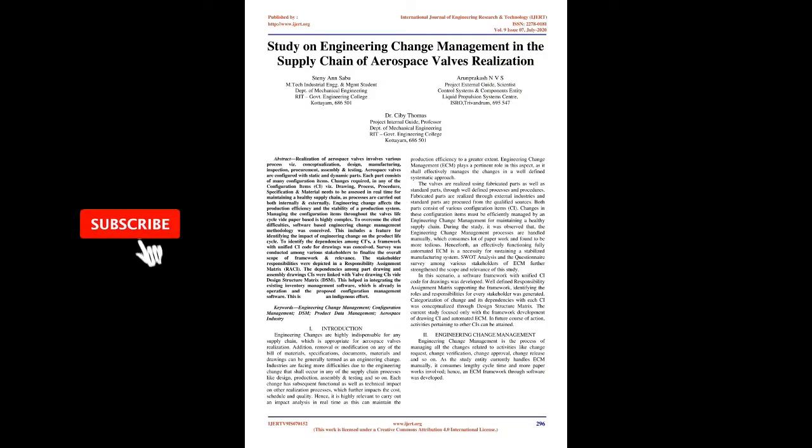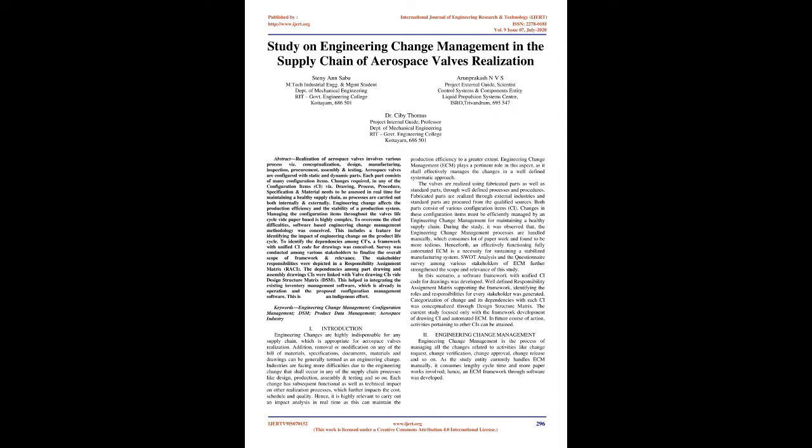Study on engineering change management in the supply chain of aerospace valves realization. Abstract: Realization of aerospace valves involves various processes, viz. conceptualization, design, manufacturing, inspection, procurement, assembly and testing. Aerospace valves are configured with static and dynamic parts. Each part consists of many configuration items.